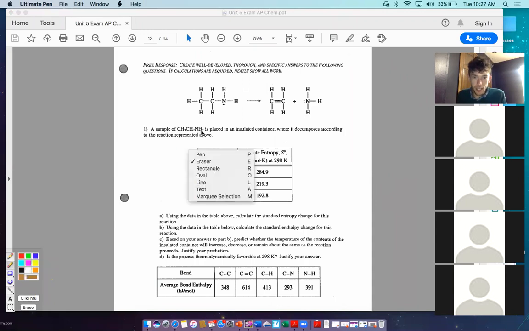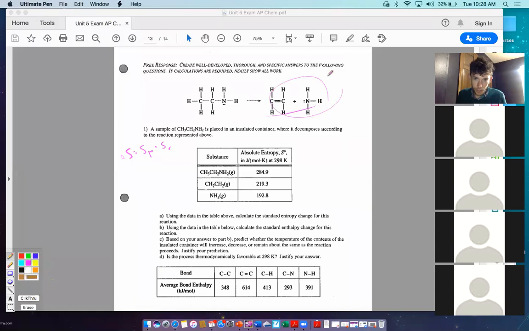Okay, I want to calculate the standard entropy change for the reaction. That's super easy. I know the entropy change is entropy of products minus entropy of reactants. So I need to take the entropy of my products, which are these guys right here, add them together, and then subtract away this one because that's my reactant. I'm not going to take the time to do that math. You guys can do it, but you should have gotten an answer of positive 127.2. You must have units, joules per mole Kelvin.